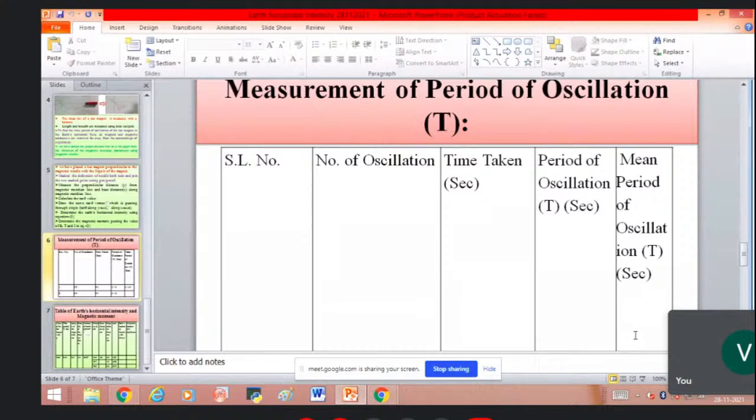This is actually the experiment. We can do this experiment in our home if we have a magnetic needle and a bar magnet. We have a scale, we have a mobile. So this is one experiment we have performed. This is it, sir. Thank you.